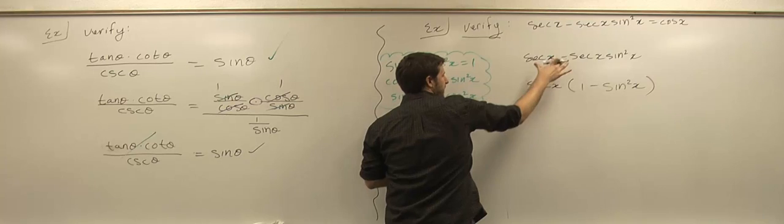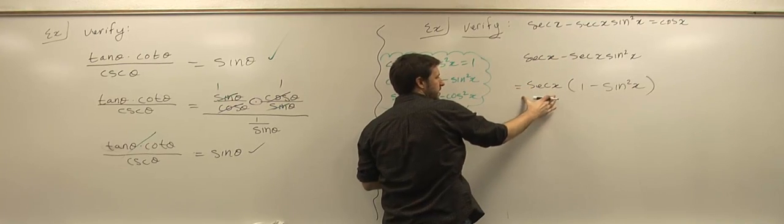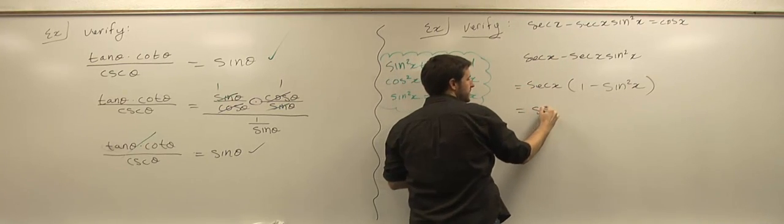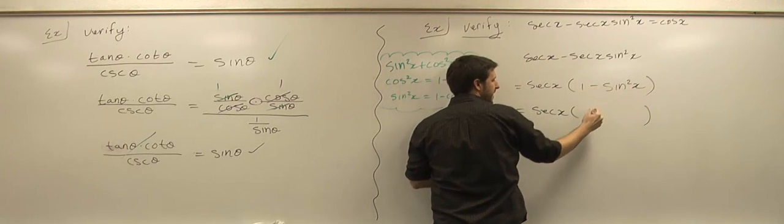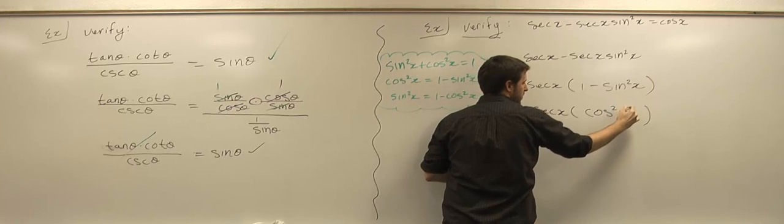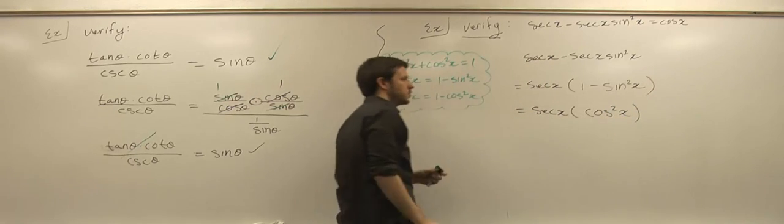So the left side is equal to this factored version. The factored version is equal to secant x times, instead of writing 1 minus sine squared, I'm just going to write cos squared.